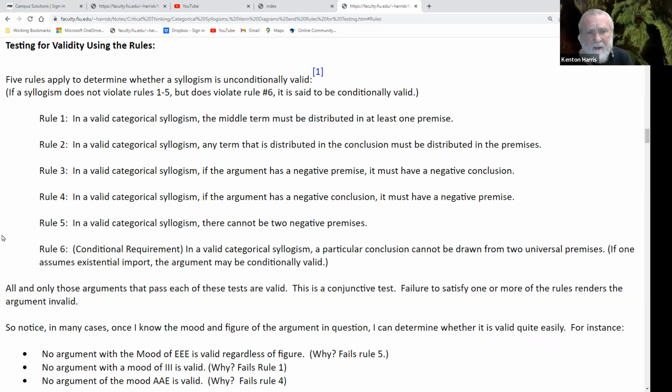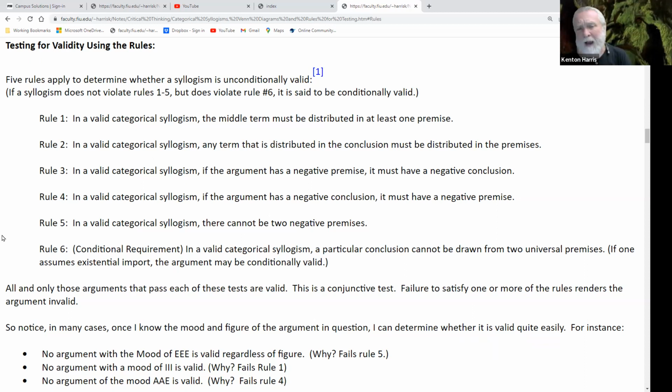Rule number 3, in a valid categorical syllogism, if an argument has a negative premise, it must have a negative conclusion, right? So if either of the premises is an E claim or an O claim, then the conclusion has to be an E claim or an O claim. That's just the rule, right? So that's another rule to check for. Rule 4 is very similar, it's related. In a valid categorical syllogism, if an argument has a negative conclusion, it must have a negative premise.